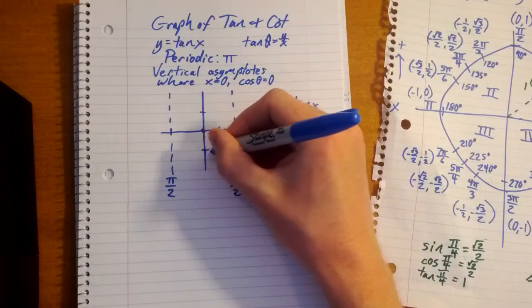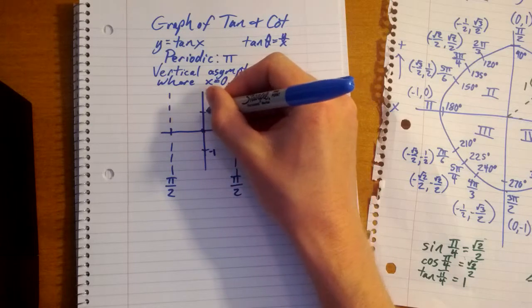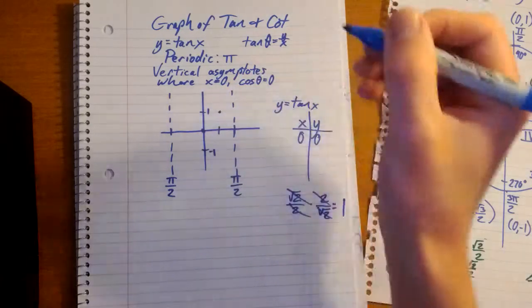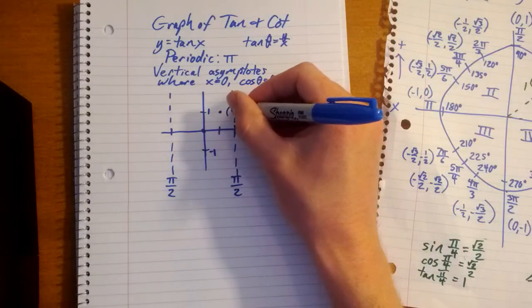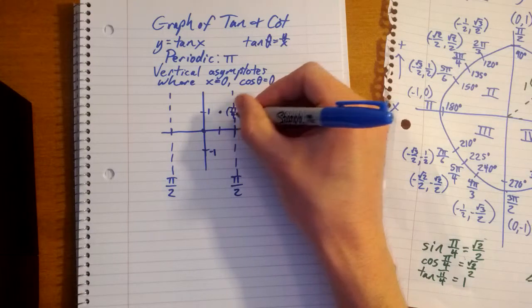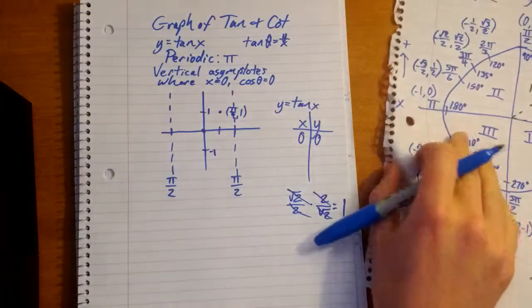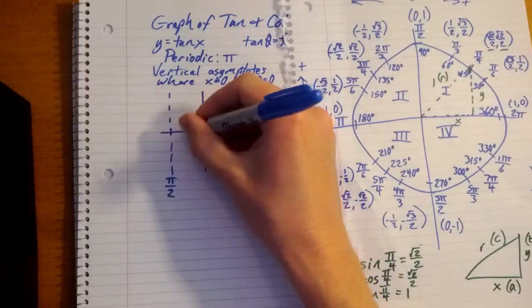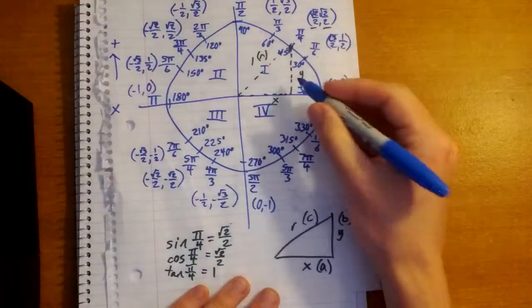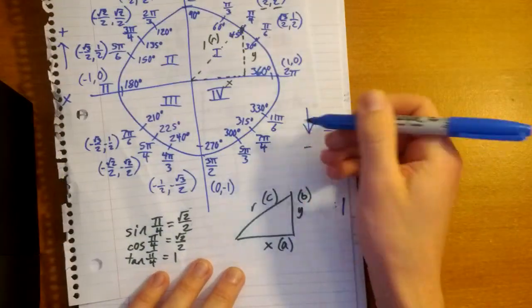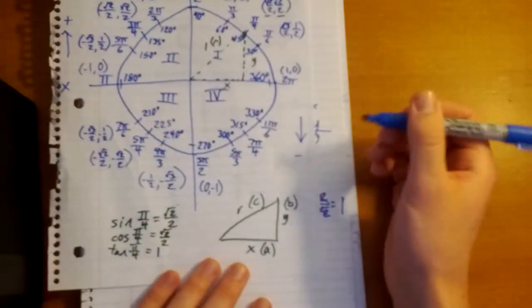So let's make these points 1 and -1. -1 and 1. So you have a point right here. This point is pi over 4 and 1. Okay, how about negative pi over 4? Negative pi over 4, which is the same thing as 7 pi over 4, essentially.